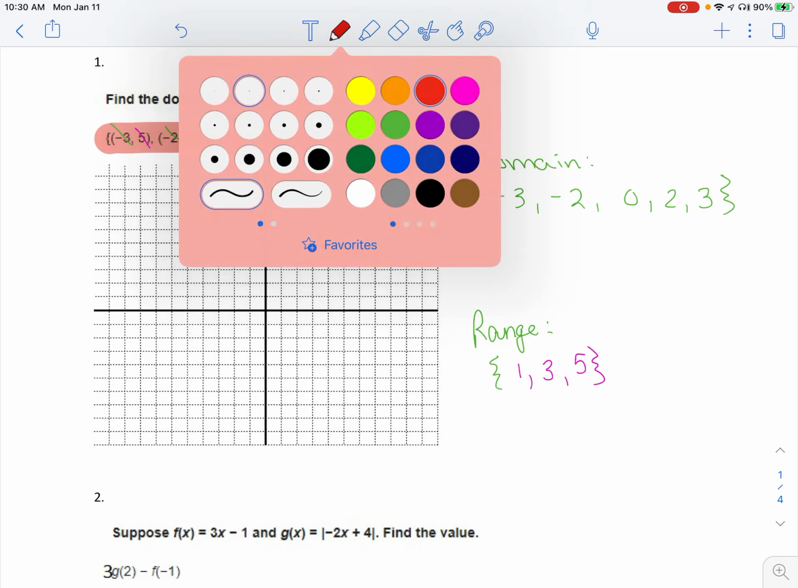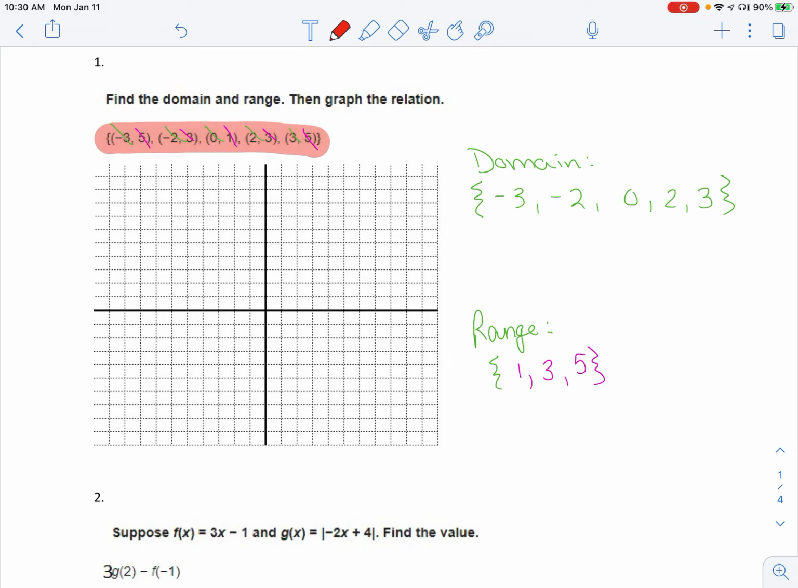Graphing it means to plot the relation, to plot the points. So -3, 5 is left 3, up 1, 2, 3, 4, 5. There's the first point. Left 2, up 3. 0, 1, 2, 3, and 3, 5. Do not connect those. That is the relation. That is the graph of the relation. Remember, the domain are the x values, the range are the y values.